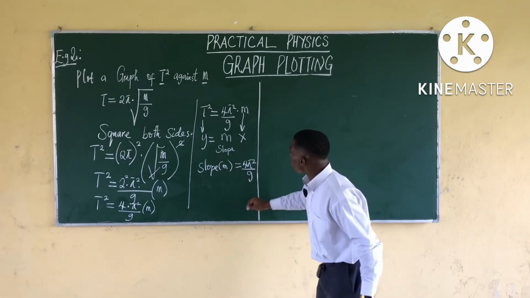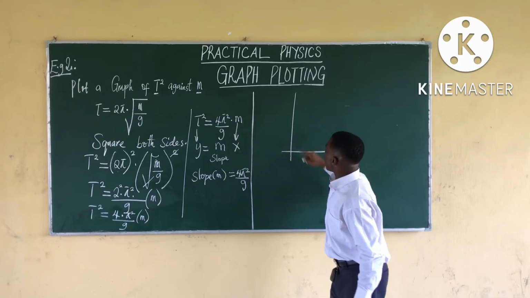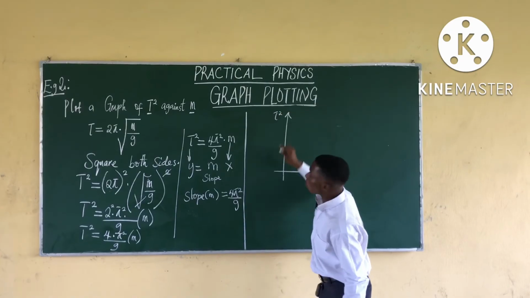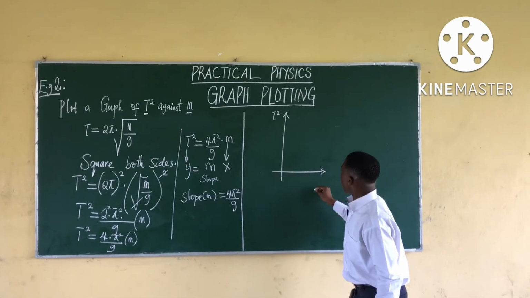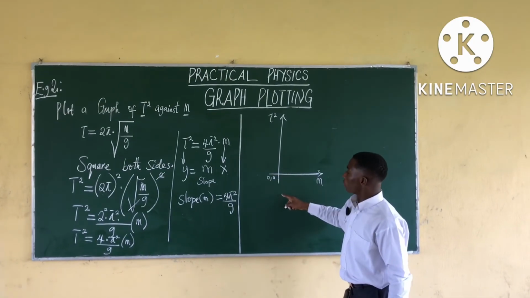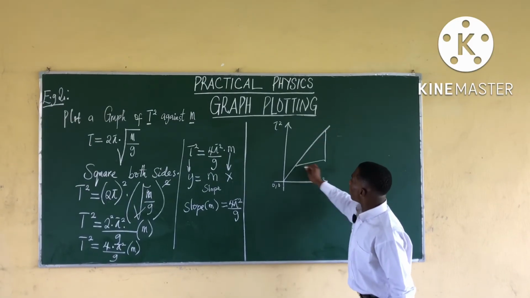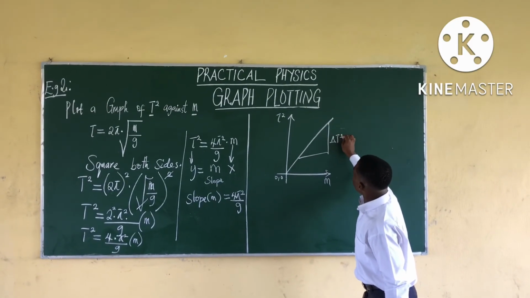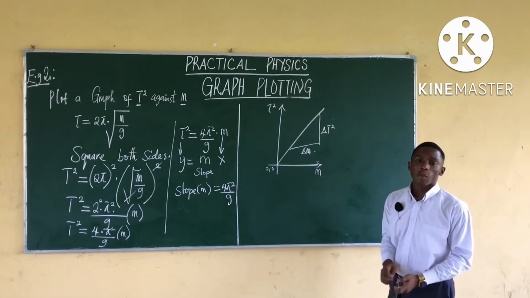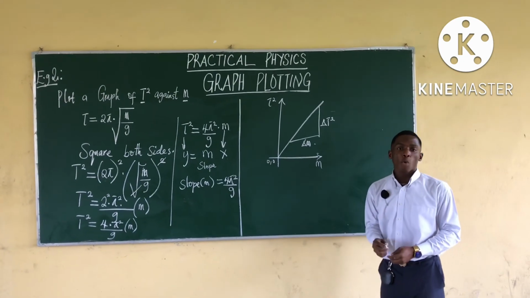So if you have a graph of y against x, it means that what will be plotted on the y-axis is T squared and what will be plotted on the x-axis is m, while this is your origin. It means you have a linear graph with a slope, and here is the change in T squared, while here is the change in m. This is what is meant by deduction of a law. So we'll take another example on logarithmic law.